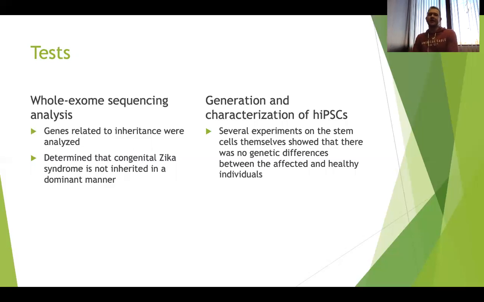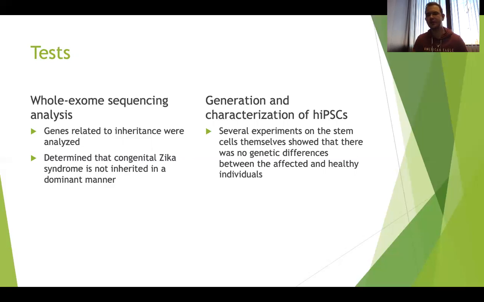So the first test they did was basically to look at the inheritance pattern of the Zika virus. They looked at the baby's genome, and actually they found 8 genes associated with microcephaly, which again is the small head. However, the data wasn't statistically significant, so that's why I didn't put it here, it wasn't really used.